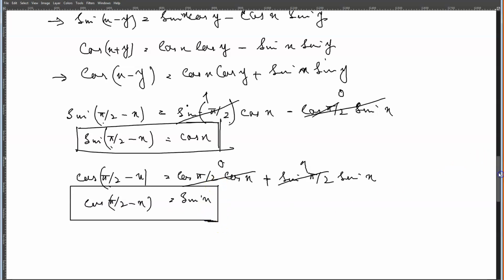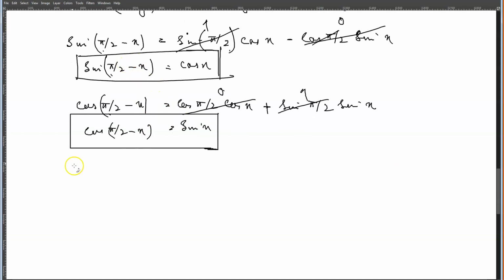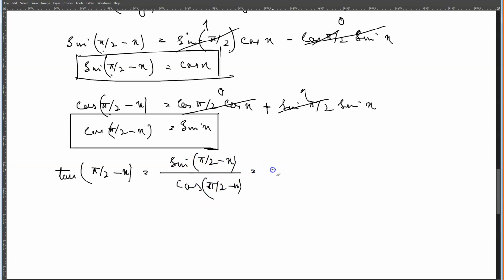Now, based on this, you can calculate tan of pi by 2 minus x, which is equal to sine of pi by 2 minus x over the cos of pi by 2 minus x, which is equal to cos x over sine x, which is equal to cot x. That means that tan of pi by 2 minus x is equal to cot x.